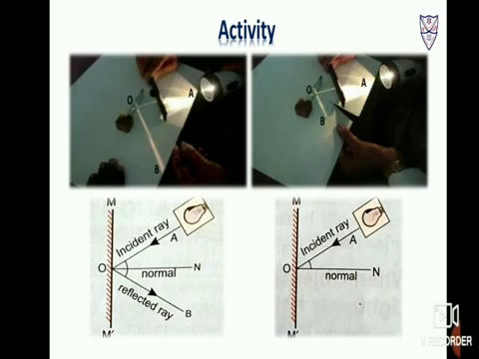When you fold that part, you will see that the reflected ray will not fall on the folded part. Now if you bring the paper back to the original position, you will see the reflected ray again. So from this, what we have concluded is that the incident ray, reflected ray and point of incidence all lie in the same plane.